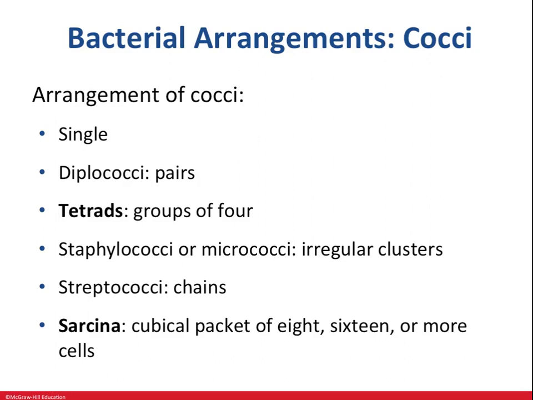Staphylococci or micrococci are irregular clusters, where many cells stay together. Streptococci form a chain, where several cells link by the ends to form a chain. Sarcina is a cubical packet of 8, 16, or more cells.